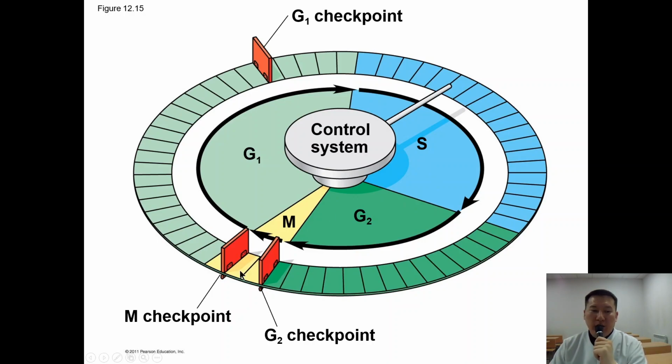So here you can see the checkpoints. Checkpoints are important for the controlling of the cell cycle. So for example, here is the M checkpoint during mitosis, here is the G1 checkpoint, and here is the G2 checkpoint. And these are the control system of cell division.